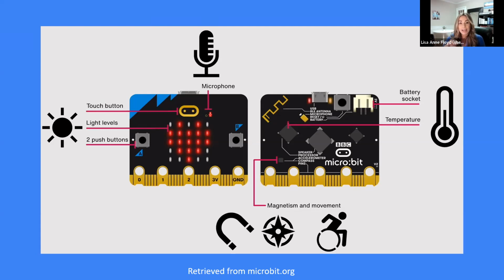It has a temperature sensor, a light sensor. We've got an accelerometer sensor, a compass, and it also has, if you have the V2, a sound sensor as well.